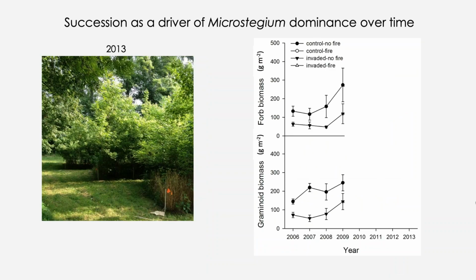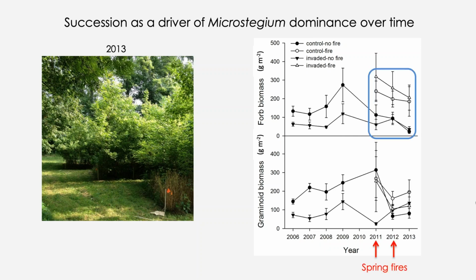So the change in Microstegium dominance over time had significant consequences for native species. Here I'm just broadly grouping by functional group, native forbs and graminoids. For forbs and graminoids early on in the experiment, when Microstegium was dominant, there were significant impacts on both functional groups. We then saw some variable impacts once Microstegium went into decline and we applied the spring fires. One notable one is at the top there, where the application of fire resulted in much greater forb biomass in the plots.